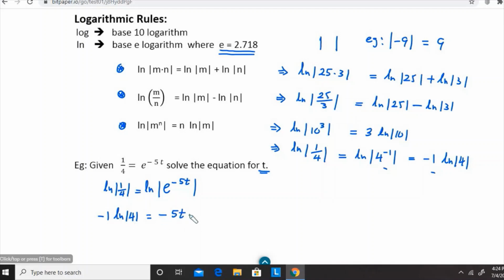So you can see the minus sign simply falls off from the equation, and then I can solve for t, which is ln 4 divided by 5. So that's how you simplify this particular equation to solve for the variable t.